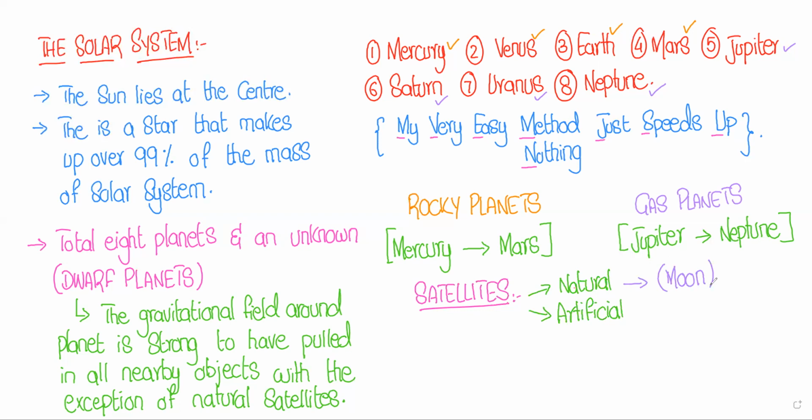And if we take the example of artificial satellites, artificial satellites are made satellites which we use for signal processing or to communicate from one point to another. These are man-made satellites, also known as artificial satellites.